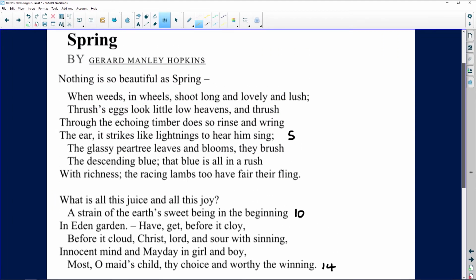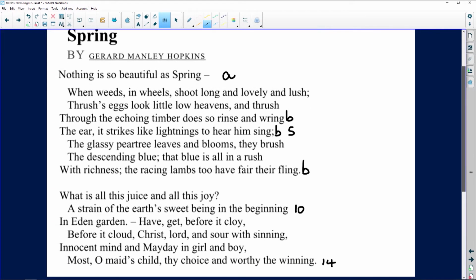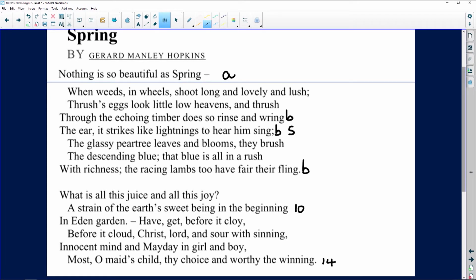I should look at my rhyme scheme. I've got spring. Now when you do a rhyme scheme, use the alphabet and start with A. What rhymes with spring? Ring, sing, fling. Okay, anything else? Joy, beginning, sinning, boy, winning. I wouldn't go with beginning, sinning, winning, because they've got 2 syllables. So let's just go with those.